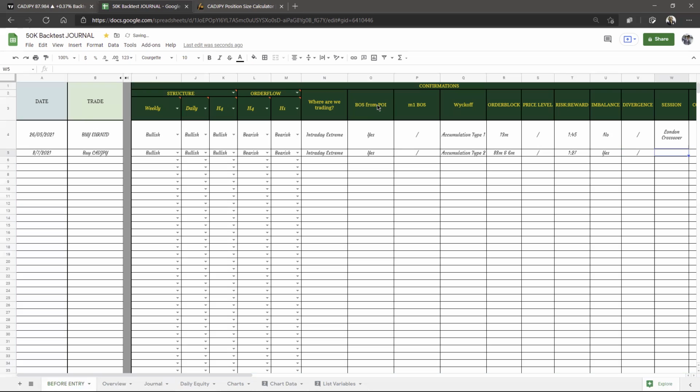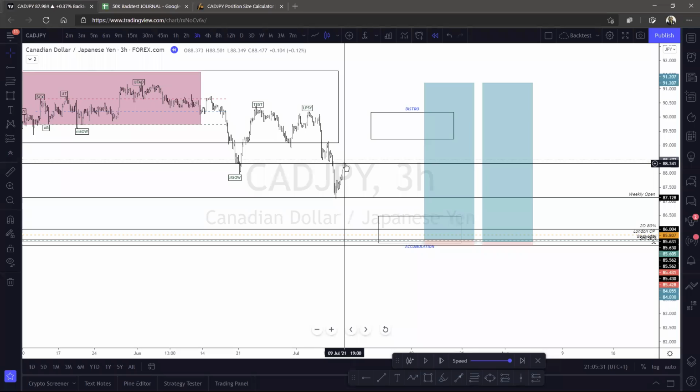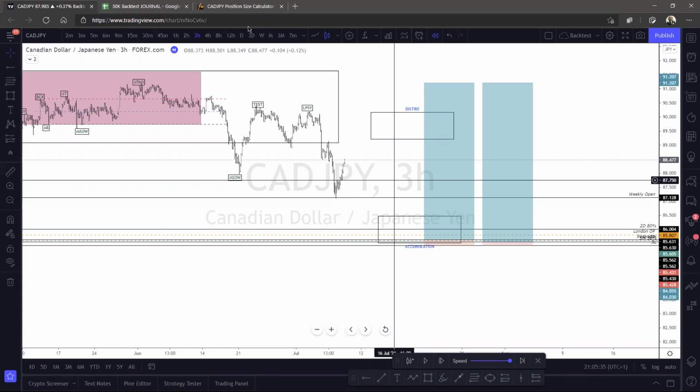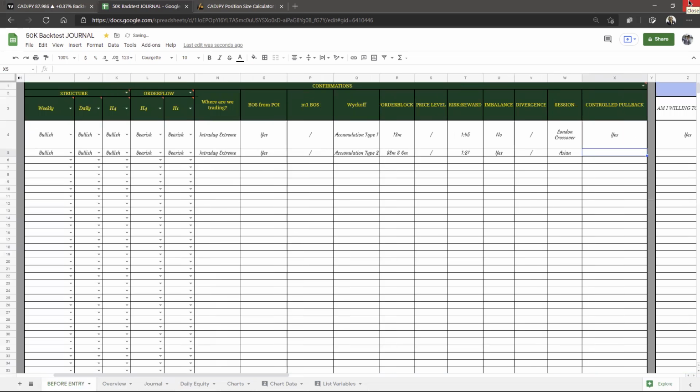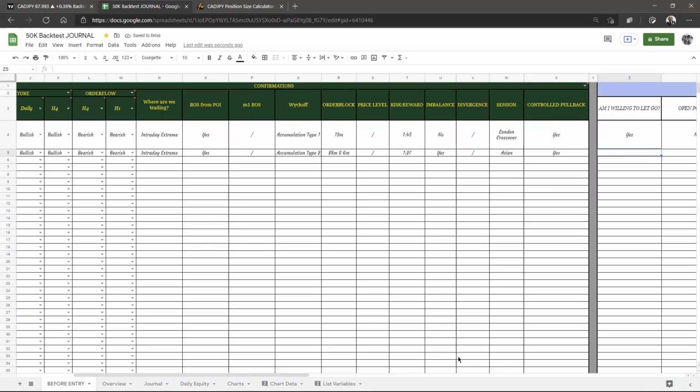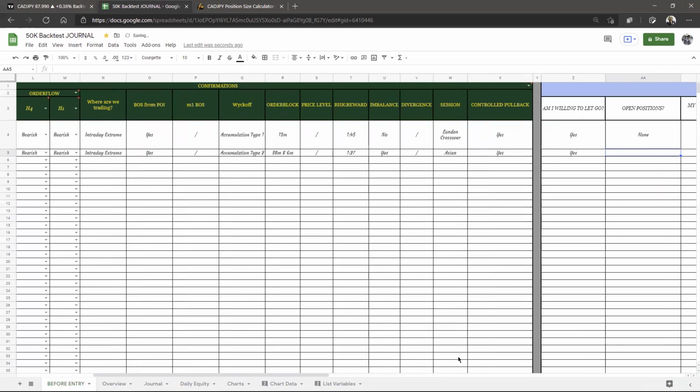Divergence, we don't know. Session, what session is this? Where are we at? We're currently in the afternoon. Put that Asian. Control pullback, yes. Bearish order flow coming in. Am I willing to let go? Yes. Open position, we don't have any.